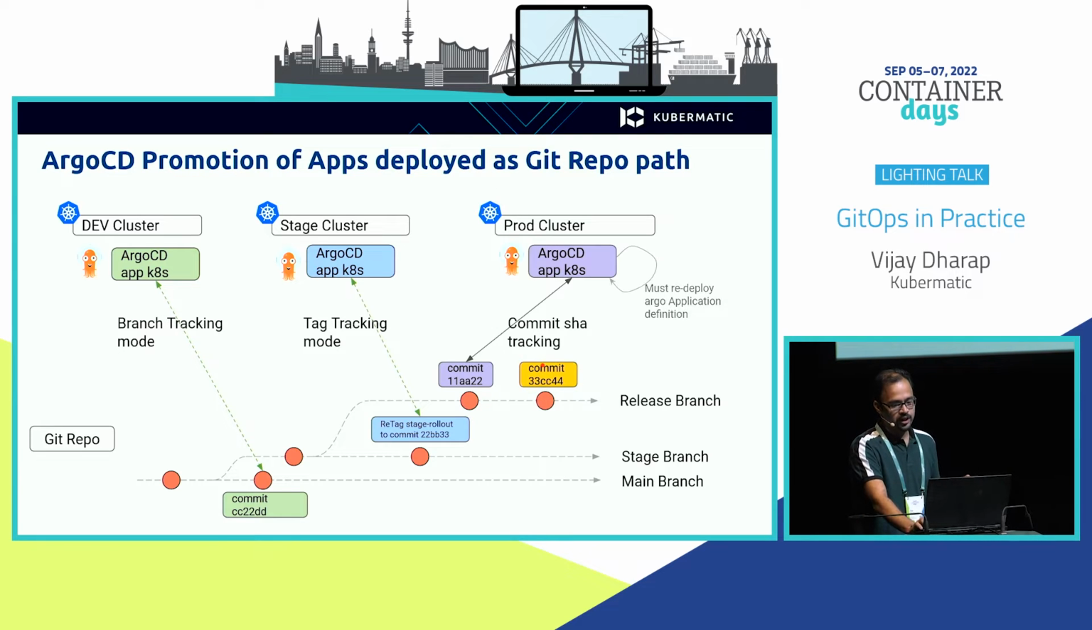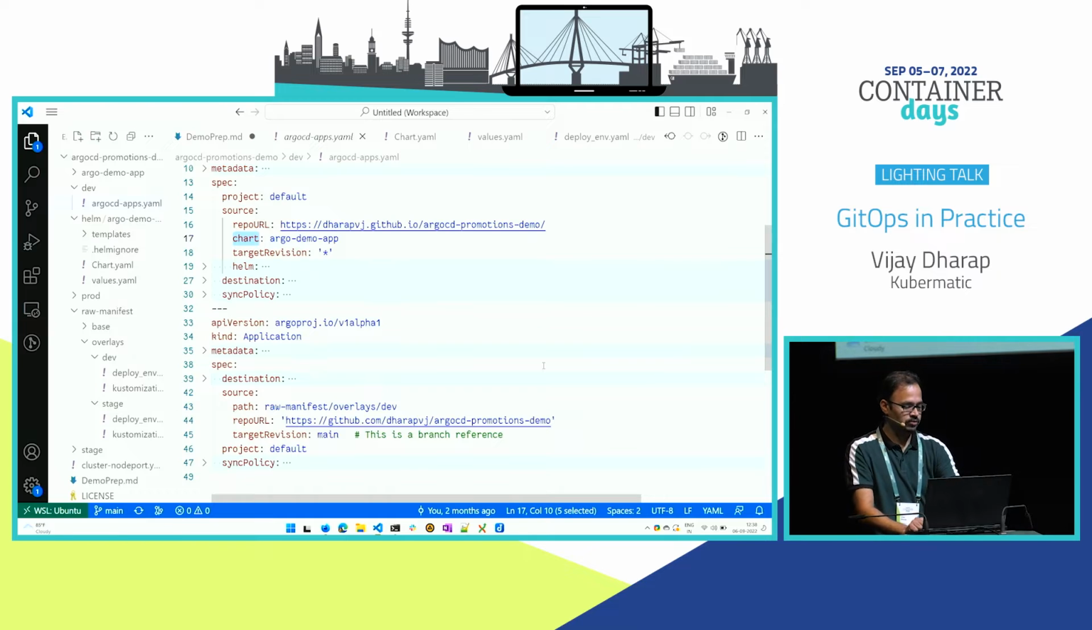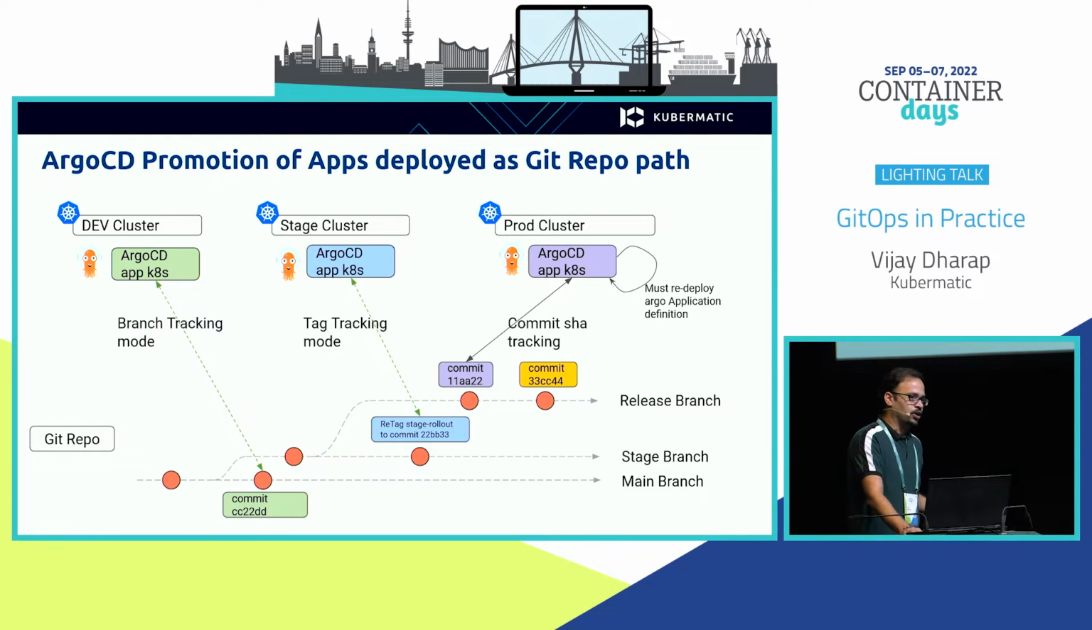So since you are tracking a commit ID, nothing will ever get deployed in production until you actually make a new application definition, the one which I was showing you earlier, right? And you do a kubectl apply of that particular application definition. So only if you do a new such deploy, then only the application will turn yellow in production.